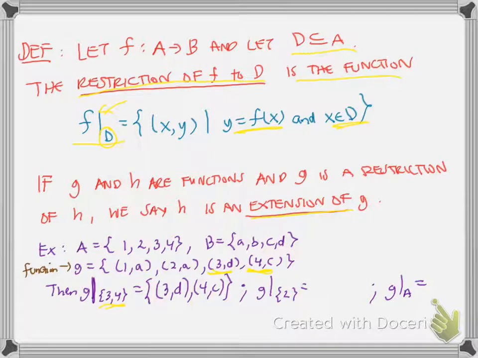Now we can look at g restricted to just the set containing 2. That will just be (2, a). And finally, g restricted to A. Well, that's just going to give you back g again, because it's all the elements. Hopefully that made sense.